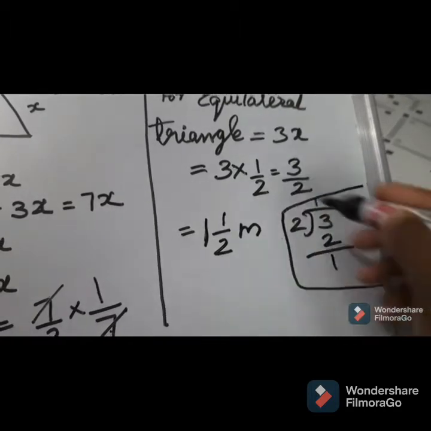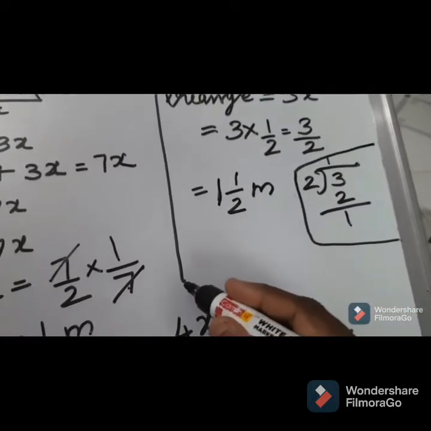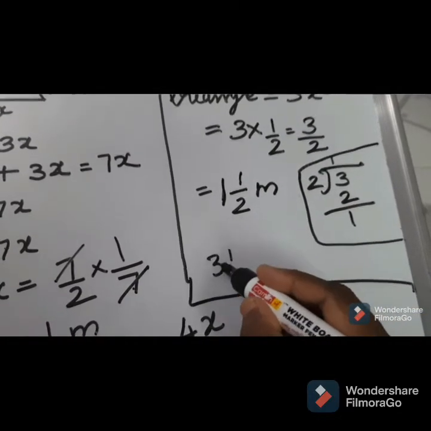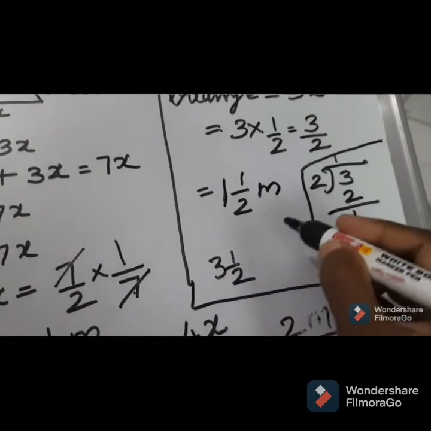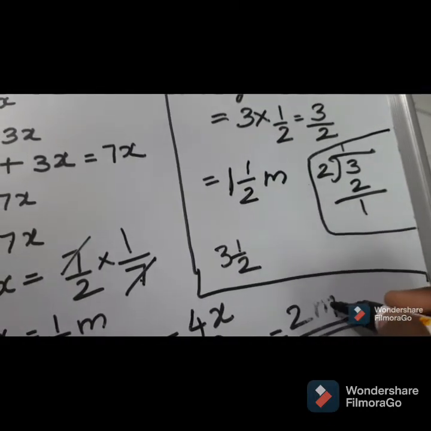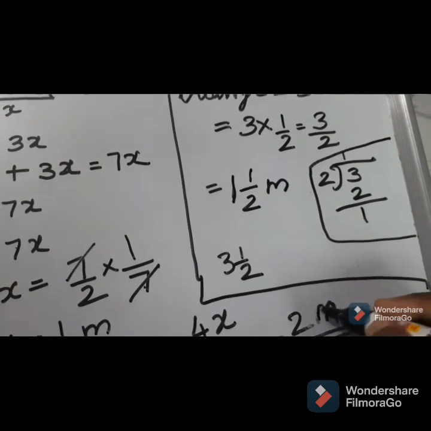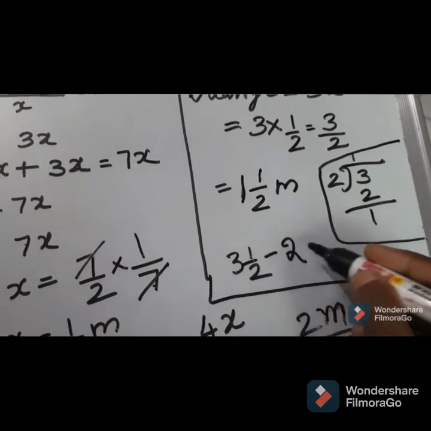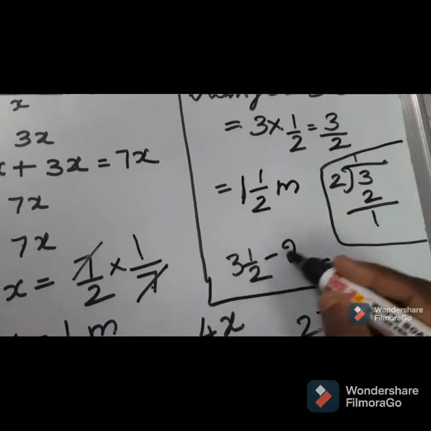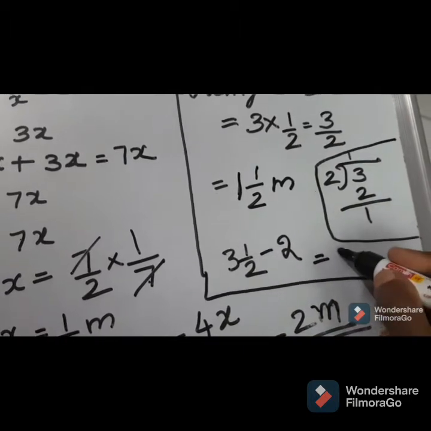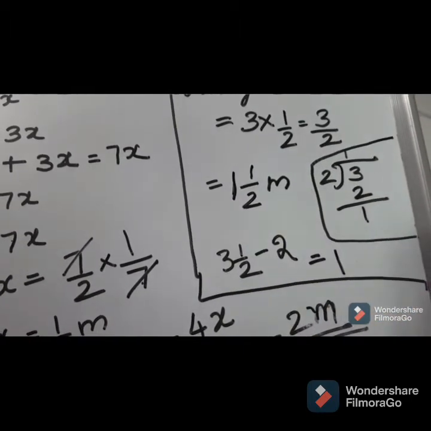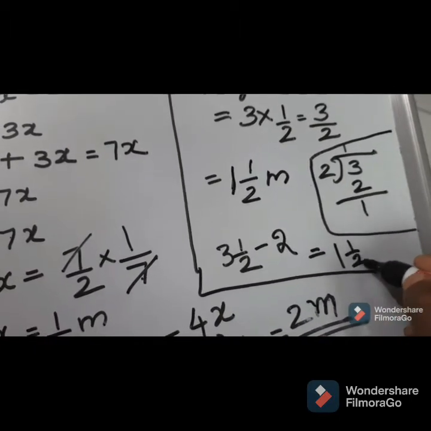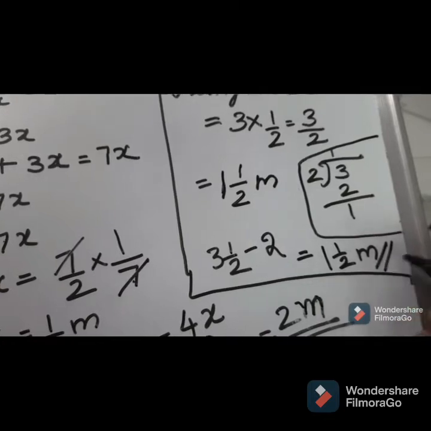Actually, this much calculation is not needed. Directly we can go, because we know 3.5 meter is the perimeter. Then from that, 2 meter is needed for the square. So we can directly subtract, 3.5 minus 2. Here whole numbers on this side, so we can directly write 3 minus 2, that is 1. Then 1/2, that's all. Likewise also we can write.